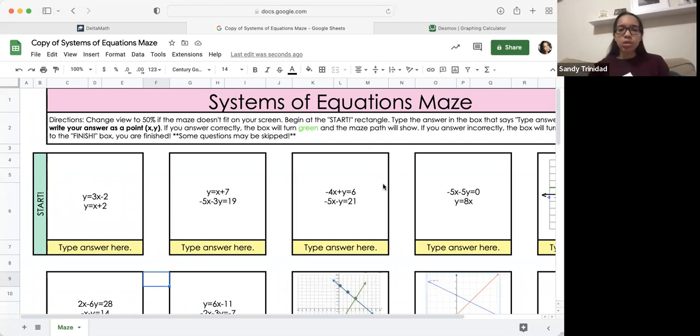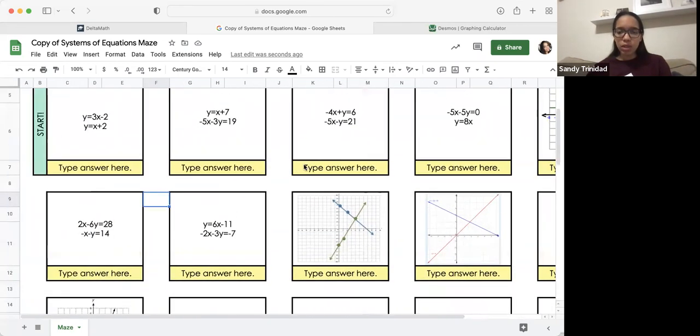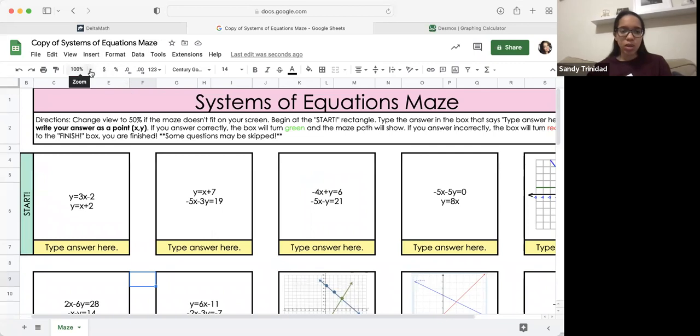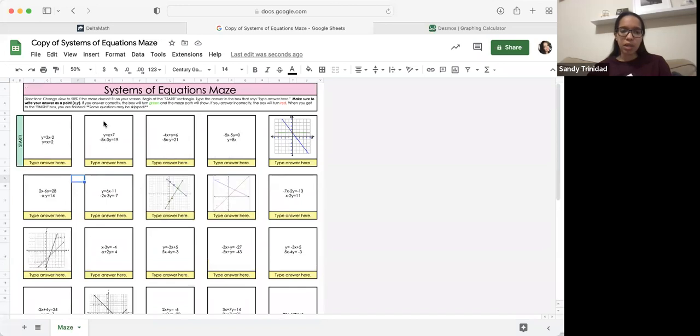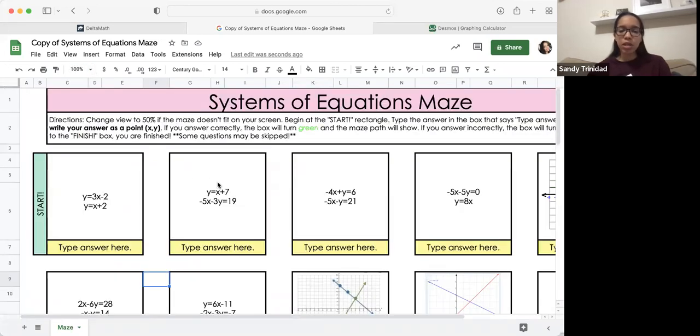Hey guys, I'm going to quickly show you how to get through your assignment for today, which is a digital systems of equations maze. First, if you want to see the whole entire maze, you can change your zoom here. You can change it to 50% and you can see the whole thing there, what it looks like. However, I would suggest to keep it at 100% just so that you can clearly see each system that you're working with. Start by reading the instructions so you know exactly what to do.